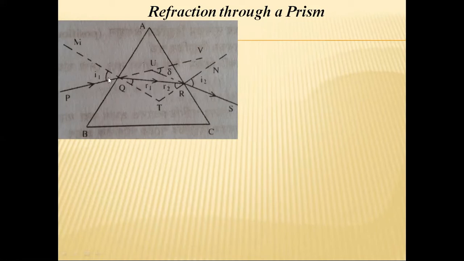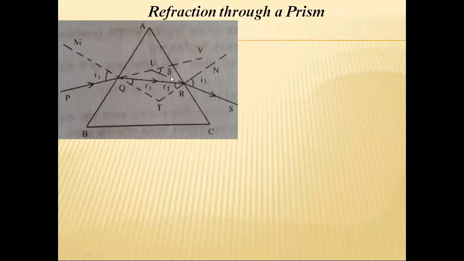So there are two incident angles and two refractive angles. We know that if the light ray comes from rare to denser, it bends towards the normal, and when the light ray goes from denser to rare, it goes away from the normal. For this reason these occurrences happen, and this is called the angle of deviation.